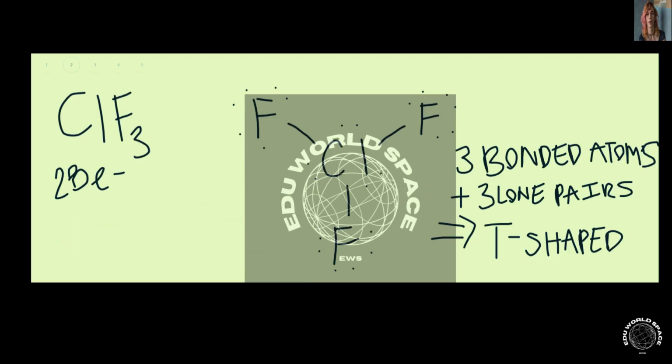ClF3 is slightly more interesting. So chlorine and fluorine both bring 7 electrons each, so we have 28 electrons total. If we bond each of our fluorine atoms with a single bond to our chlorine atom and then fill in our octets, we have 6 electrons left over. So after we fill in the octets in our fluorine atoms, we can put 3 lone pairs of electrons on our chlorine atom in the center, and that uses up all 28 of our electrons. So now we know that we have 3 bonded atoms around our central atom and 3 lone pairs. So that tells us that our molecule is going to be T-shaped.